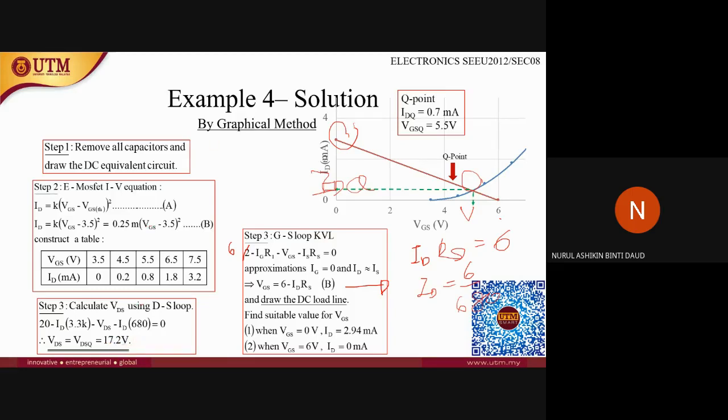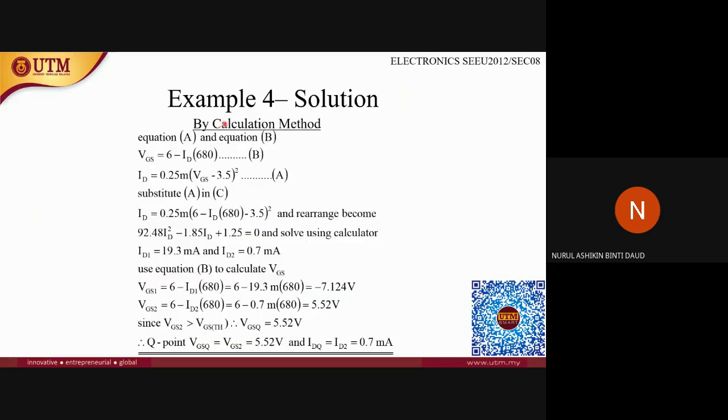Okay, so this is the graphical method. You can see that the graphical method is very simple, especially when the K is given to you, or even if the K is not given to you, it's going to be much easier. Quite tricky is the calculation method. So equation A and equation B.